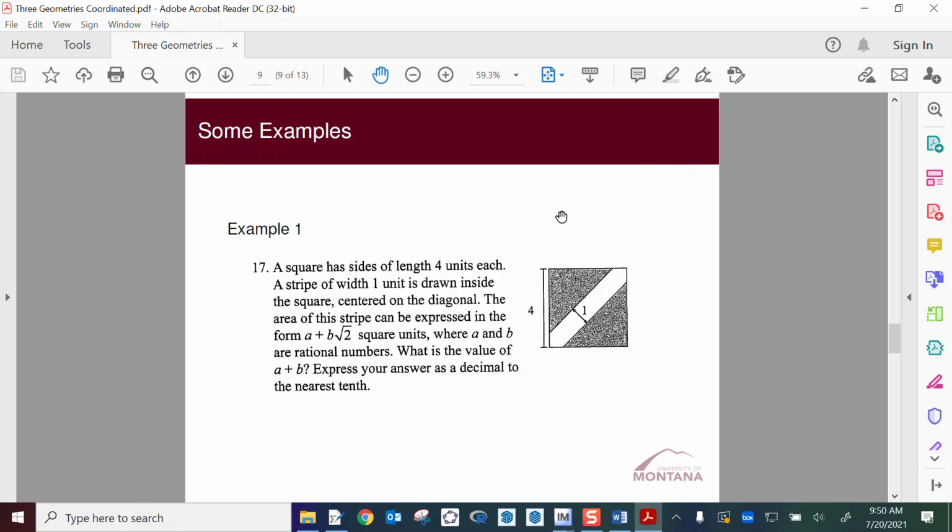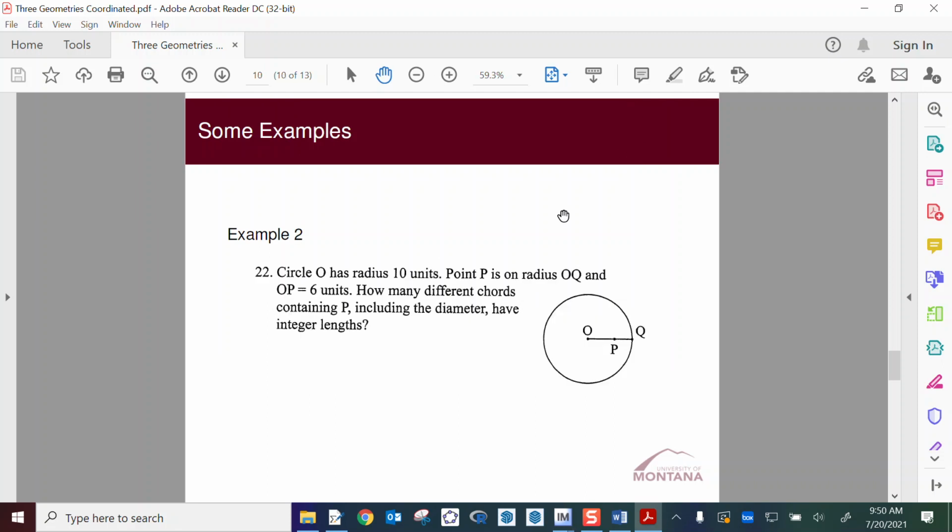Let's take a look at another one. So here's a second example. Circle O has radius 10 units. Point P is on radius OQ, and OP is 6 units. How many different chords containing P, including the diameter, have integer lengths? So this is kind of an interesting problem.